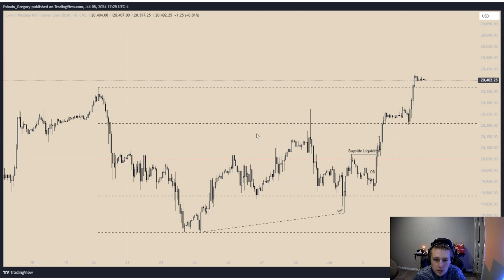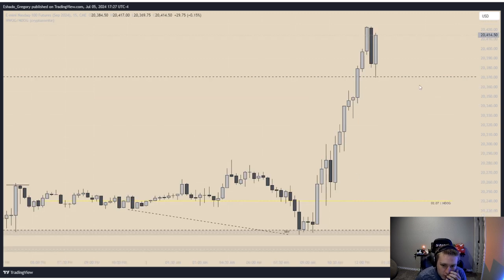Notice how long this has taken. This has just been consolidation. It's been time distortion, I guess you could say. And then we end up, maybe like 2 or 3 days. I believe it's like a day and 2 hours. I have a slideshow on it. But look, just 1 to 2 days, we end up taking buy side.